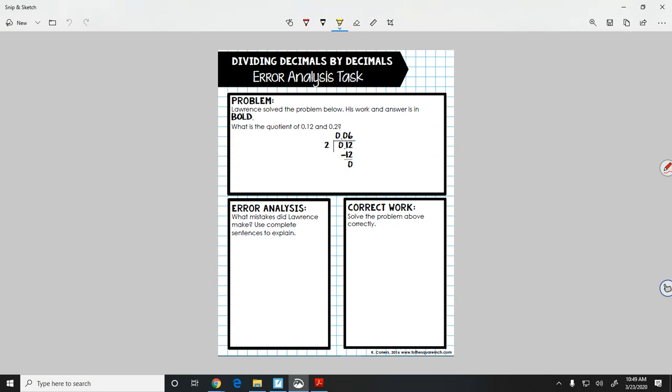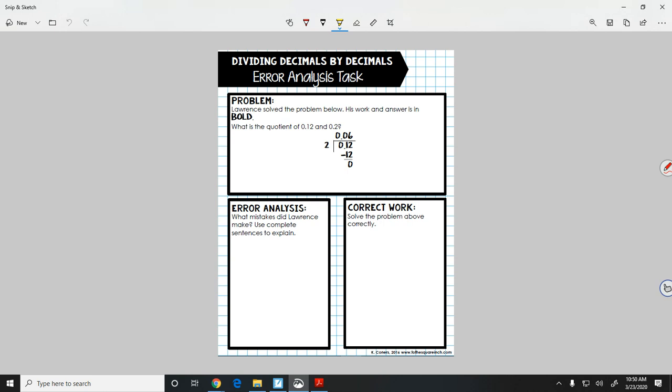All right, so remember when we divide and we have decimals in the divisor and the dividend, we have to move the decimal in the divisor. We have to keep moving it to the right until we have a whole number. And however many places we move it to the right in the divisor, whatever we do to it, we have to do to the dividend.